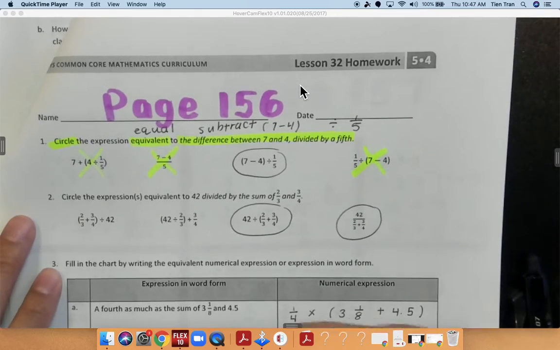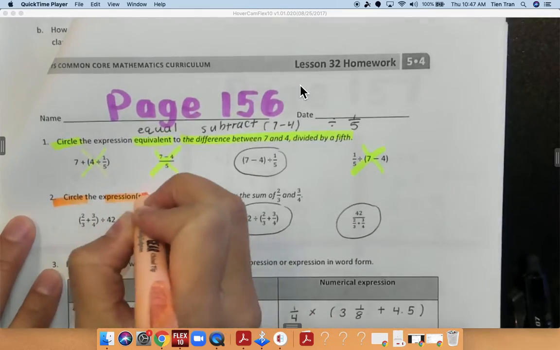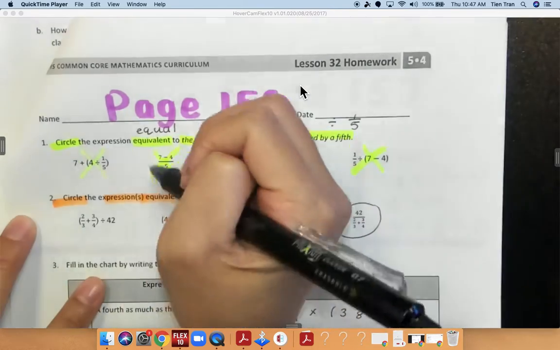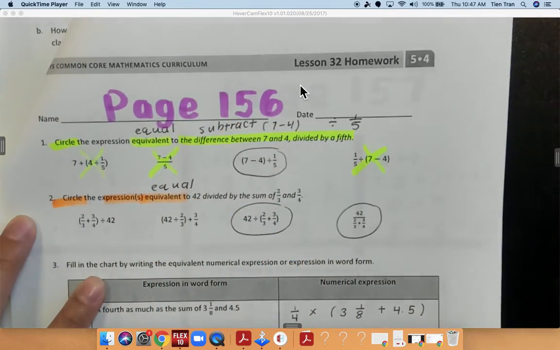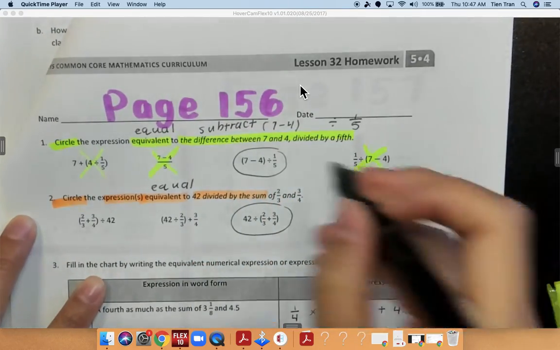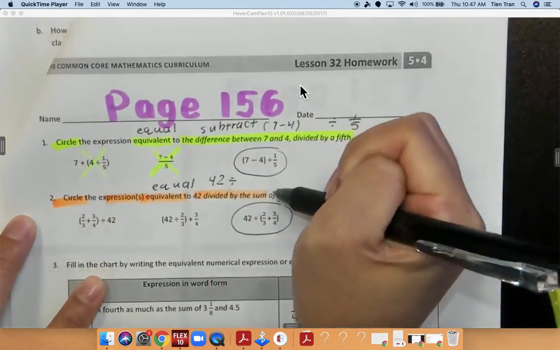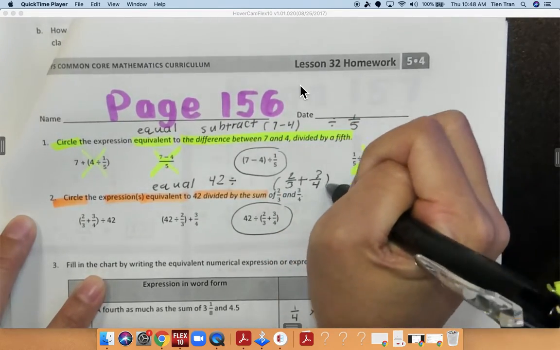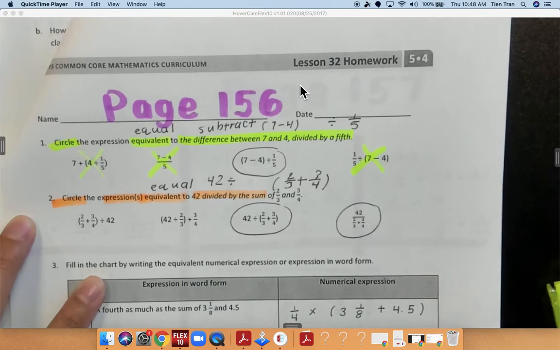For the next problem we have here, they ask you to circle the expressions equivalent. Remember, the word equivalent means equal to. So I'm looking for an answer that is equal to 42 divided by the sum. Remember, 42 divided by the sum. Sum means to add of 2/3 and 3/4. So I'm dividing 42 divided by 2/3 and 3/4.